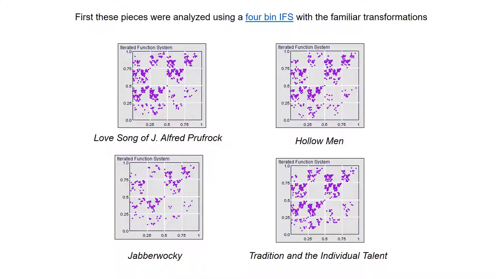First of all, these pieces were analyzed using a 4-bin IFS with the usual transformations, and these were the resultant pictures. This was The Love Song of J. Alfred Prufrock, and The Hollow Men, both T.S. Eliot's poems. Then Jabberwocky was Lewis Carroll's poem, and Tradition and the Individual Talent was T.S. Eliot's text. So you will see the author's difference. These three plots look quite similar, whether they are poetry or prose, but Lewis Carroll has a different style of writing, it feels like.